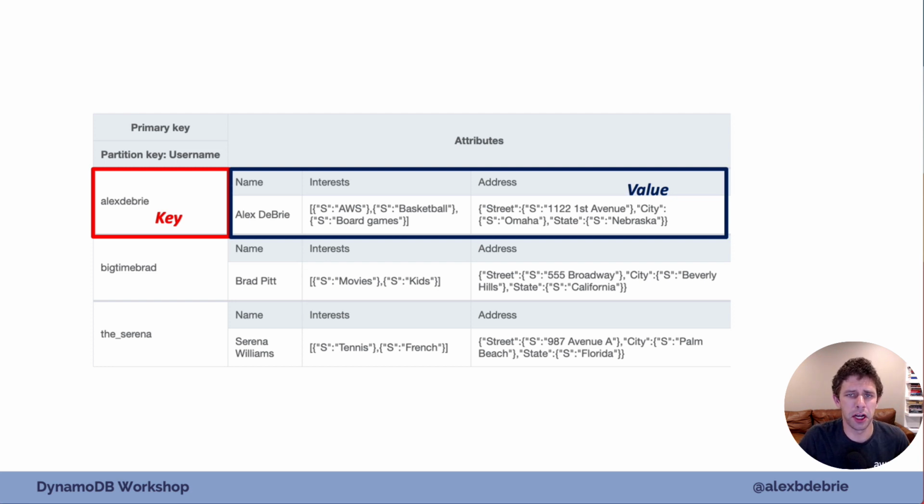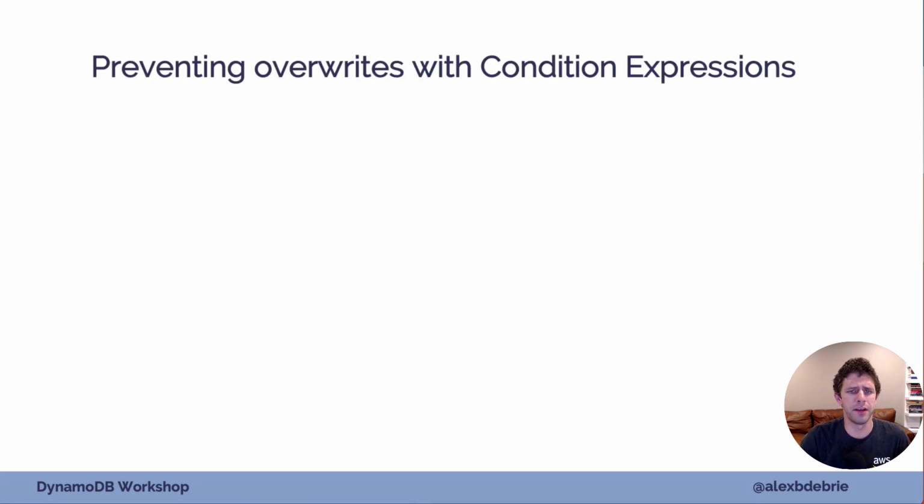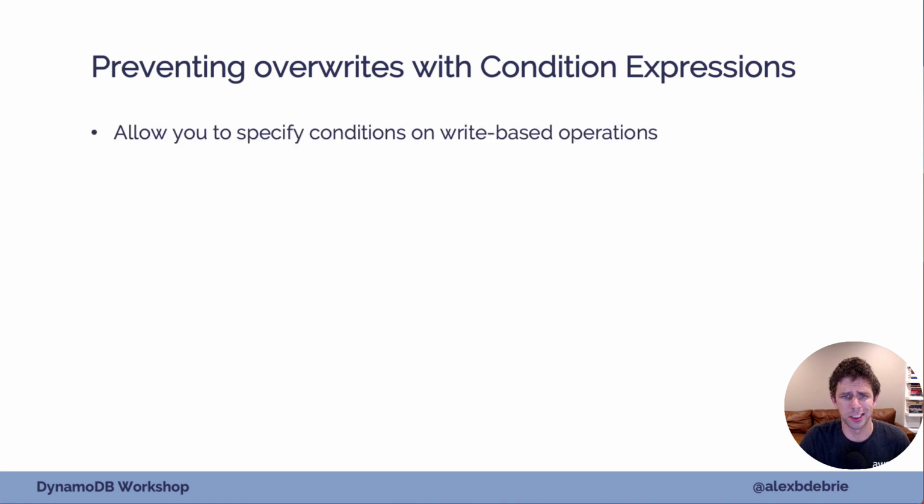In this case, if I already have a user with the username Alex Debris and someone else tries to sign up with that username, I want to reject that, right? I don't want to have that put item operation succeed if that user already exists. So that's what we're going to see here about how to prevent overwrites using something called condition expressions.